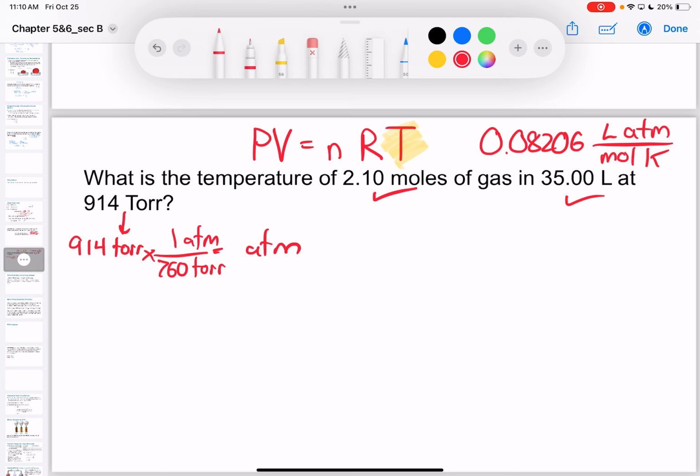So 914 torr is 1.20 atmospheres. And now we can just plug everything in and do the algebra. Very straightforward algebra, I would say.